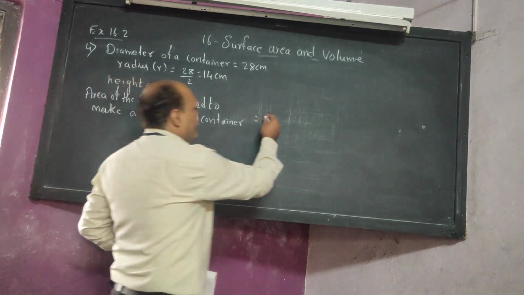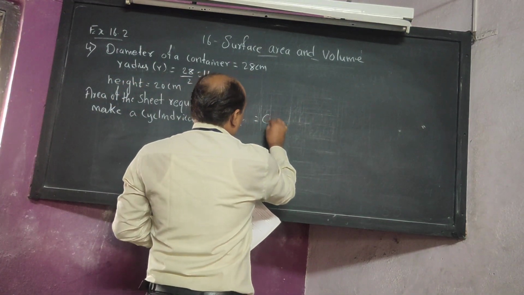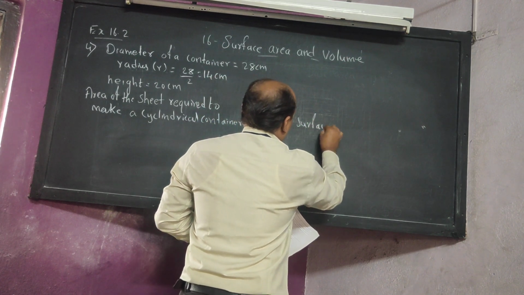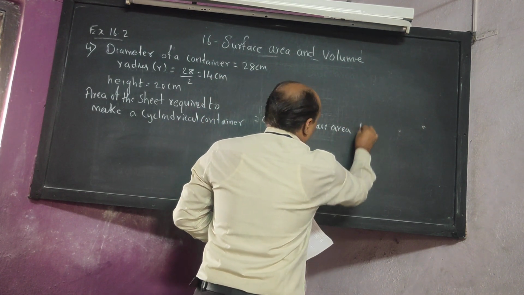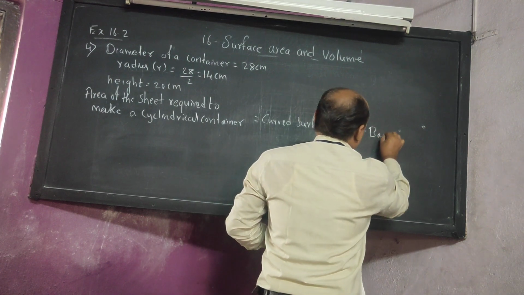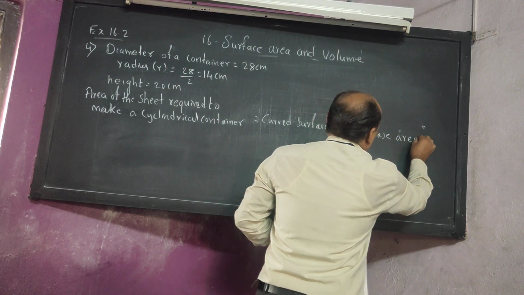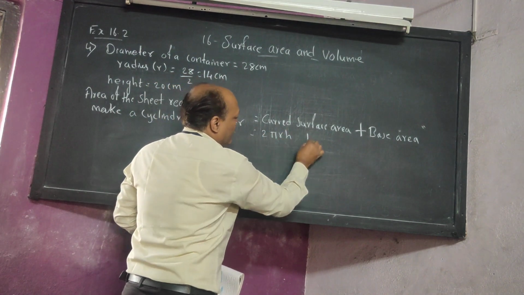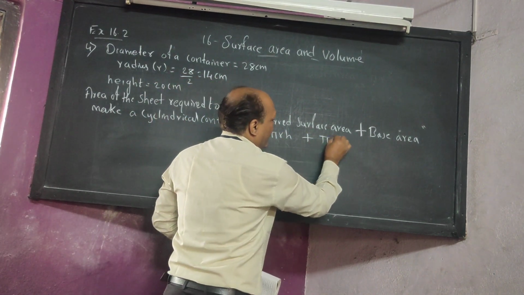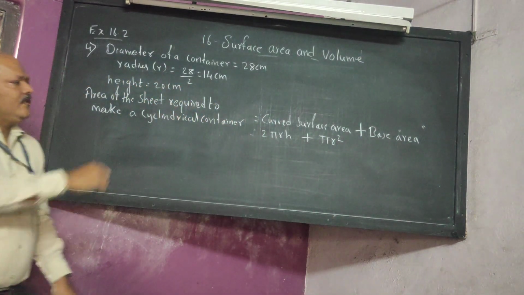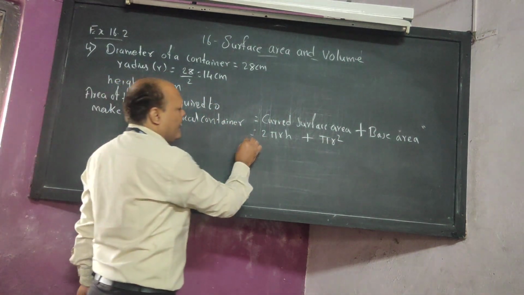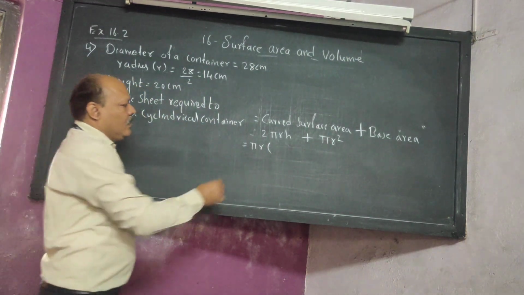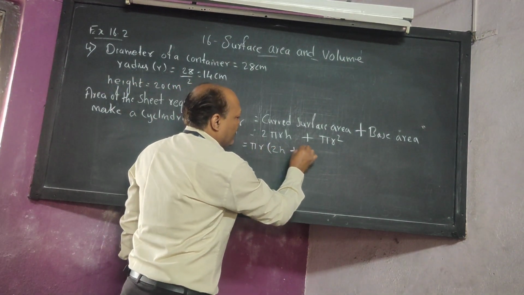So your curved surface area of cylinder plus base area. Curved surface area formula is 2 pi rh plus base area is pi r square. So from this what we can take out common? Pi r we can take out common. Pi r we are taking common. So what is left? 2h plus r.